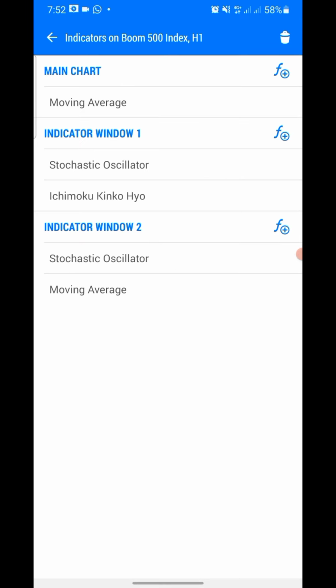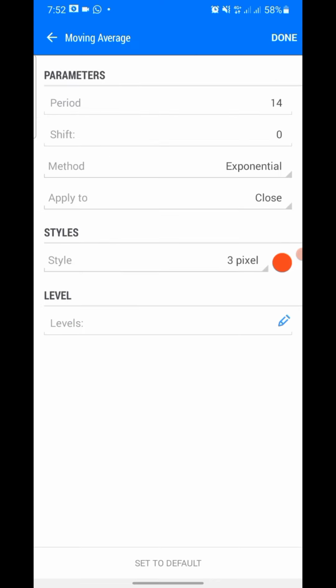Now the last indicator we'll be adding is the moving average on indicator window 2. So let's click on it. These are the settings, the parameters for the moving average. It's the 14 moving average, exponential, applied to close, and we're using the red color. The color doesn't really matter, take note, you can use any color of your choice. I prefer red, that's why I'm using red, but for the sake of simplicity, you can actually use red just as I'm using.